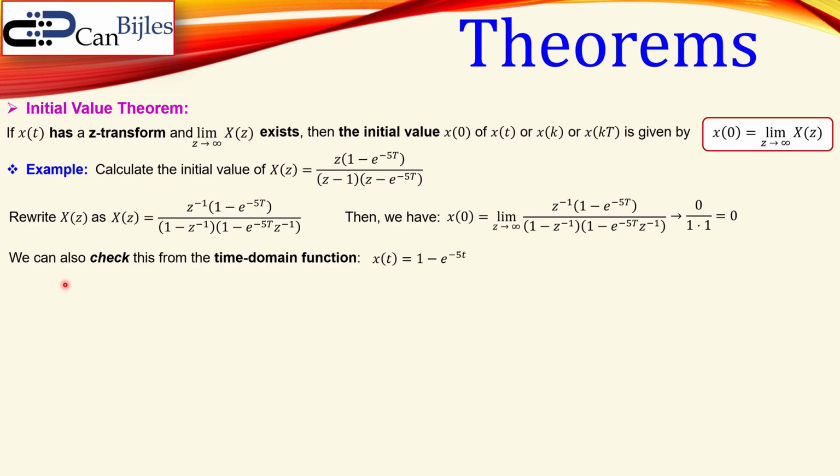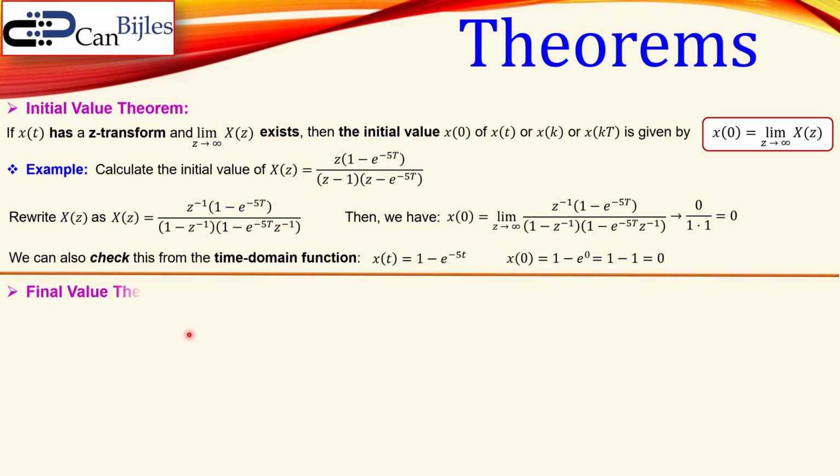We can also check this from the time domain function, because this z transform is from this time domain function, which is 1 minus e to the power minus 5t, which is also recognized if you look at this in the z transform table. Now you can also look at this by substituting t equal to 0, which is the initial value. And when you do that, you get 1 minus e to the power 0, because this will be 0 the time. So you get 1 minus 1, which is 0. So that is also proved here via the time domain.